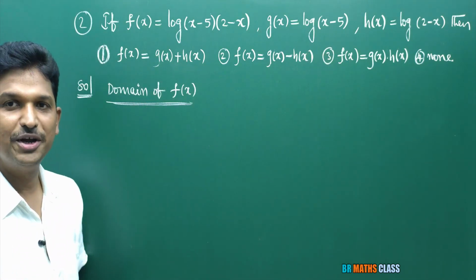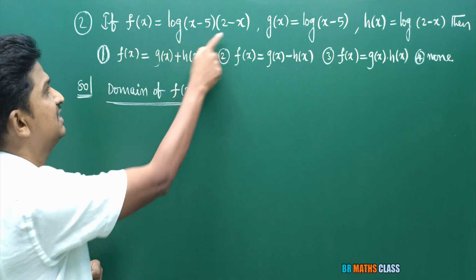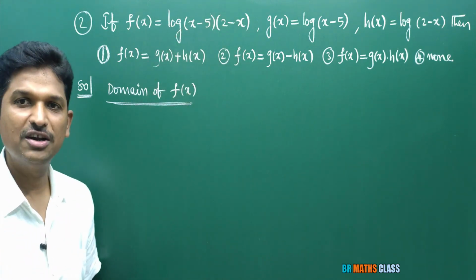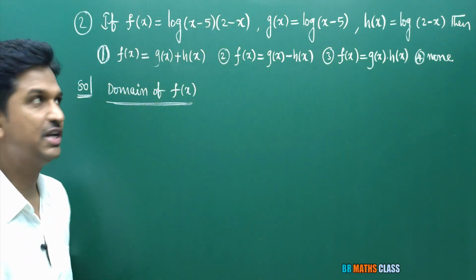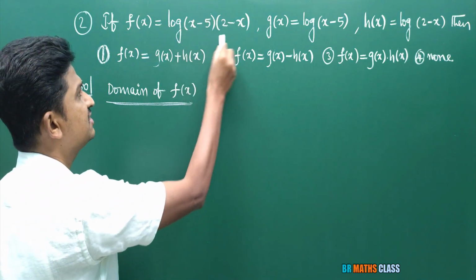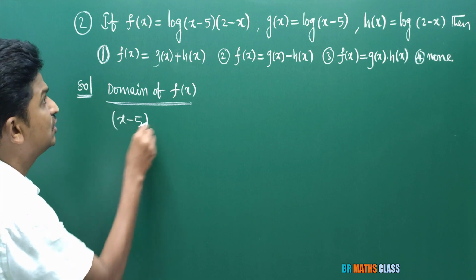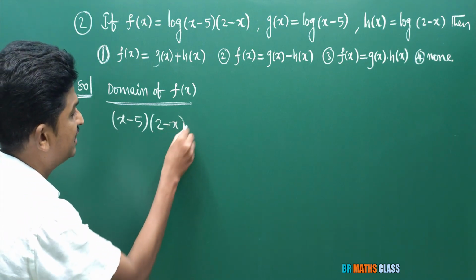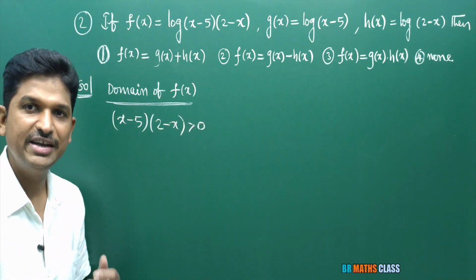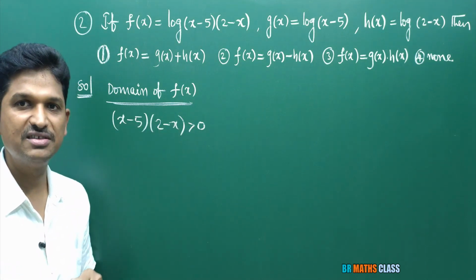First, I will calculate the domain of f of x. You observe this f of x, it is a logarithmic function. We know that a logarithmic function is defined for positive real numbers only. So whatever expression is there here must be greater than 0. X minus 5 into 2 minus x must be greater than 0.